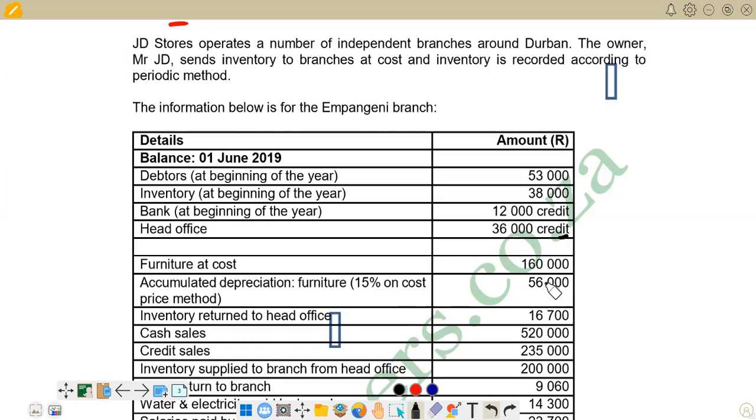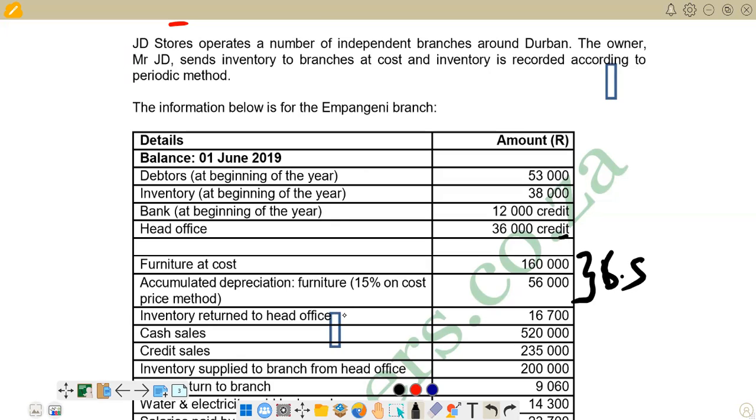We go to accumulated depreciation furniture. This depreciation again, we know that we find these two items in the balance sheet, or statement of financial position. Accumulated depreciation is adjusted in the balance sheet as we subtract it from the cost to find the carrying value. So this is what we have. We can skip that and then go to inventory returned to head office.